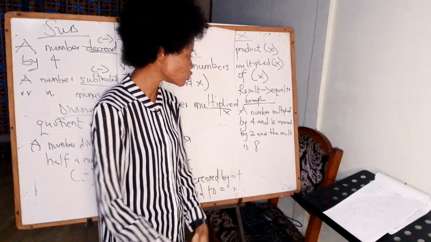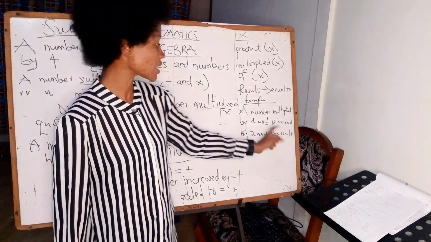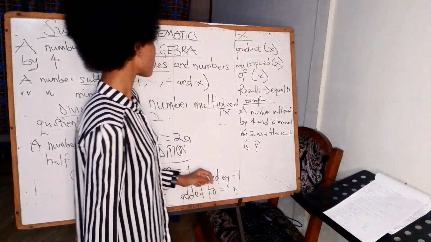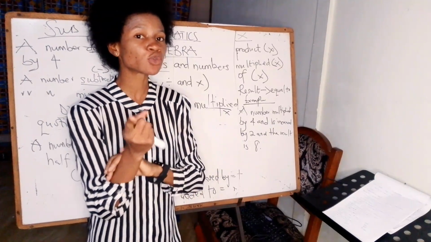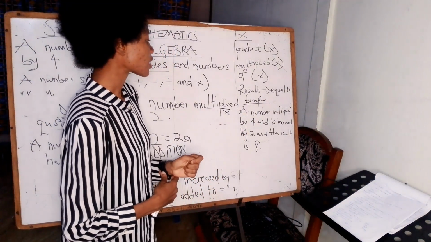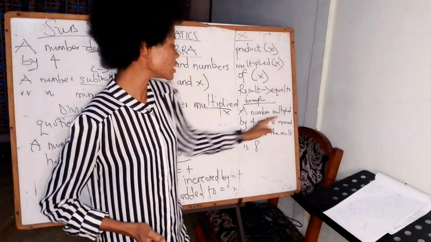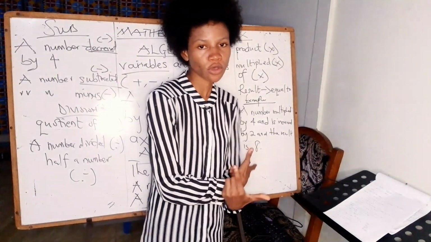What do we do here? We have to deduce this. This same question can be twisted. It can be twisted as a product of 4. So if you have a product of 4, it means what? Multiplication. A product of 4 is increased by 2, and the result is 8. Now let's look at how we are going to solve this question.